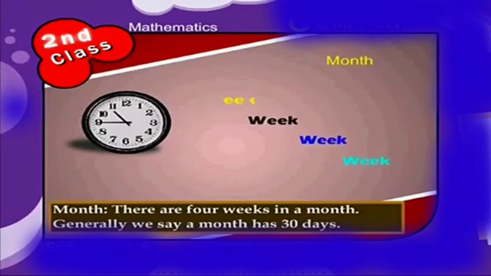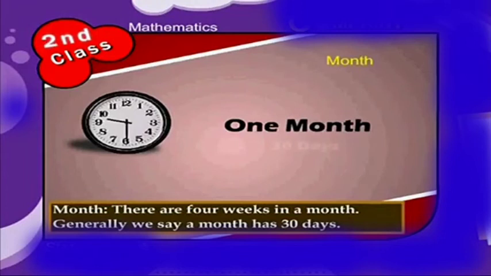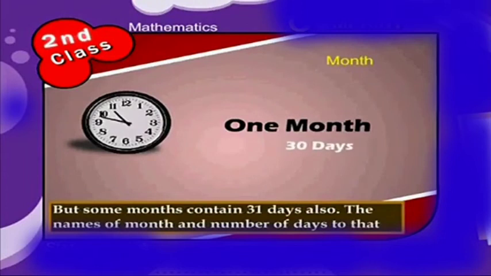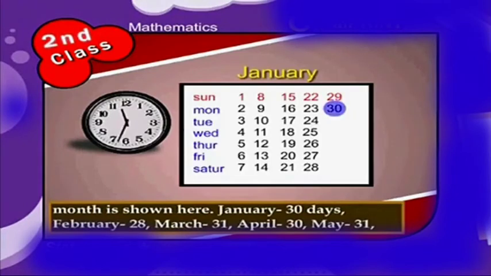Months. There are 4 weeks in a month. Generally, we say a month has 30 days, but some months contain 31 days also. The name of each month and the number of days in that month is shown here.